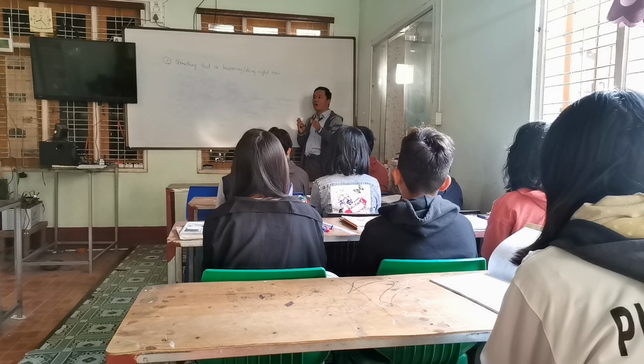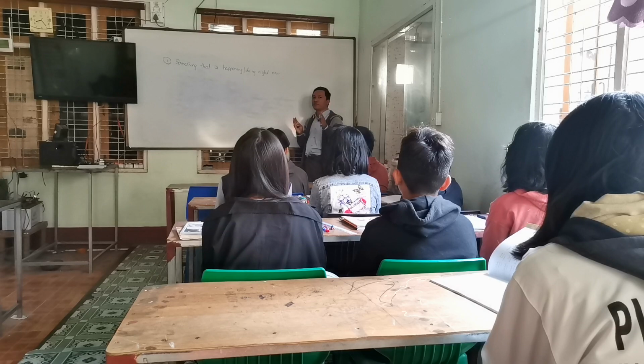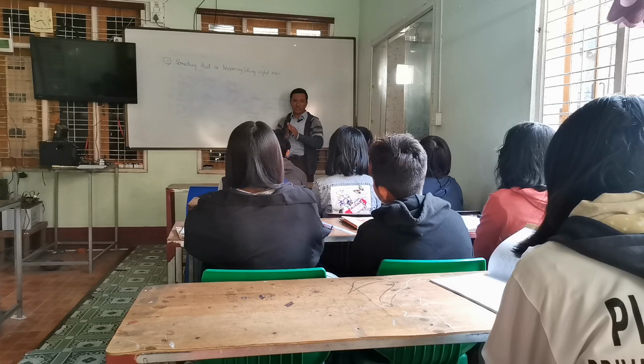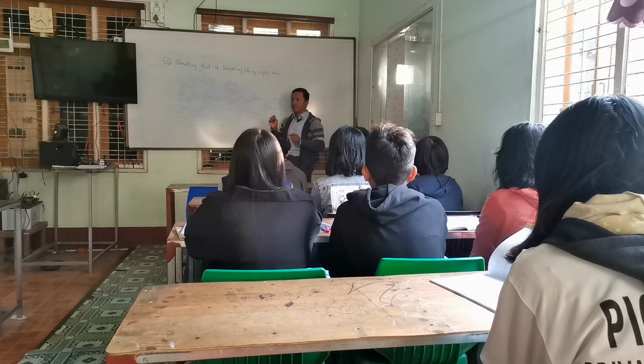What is the verb form of present continuous tense? Verb to be plus verb ing. What are the verb to be we can use for the present continuous tense? Am, is, are. So we are trying to use something like verb to be plus verb ing to express something that is happening right now. Currently, it is happening. For another situation.